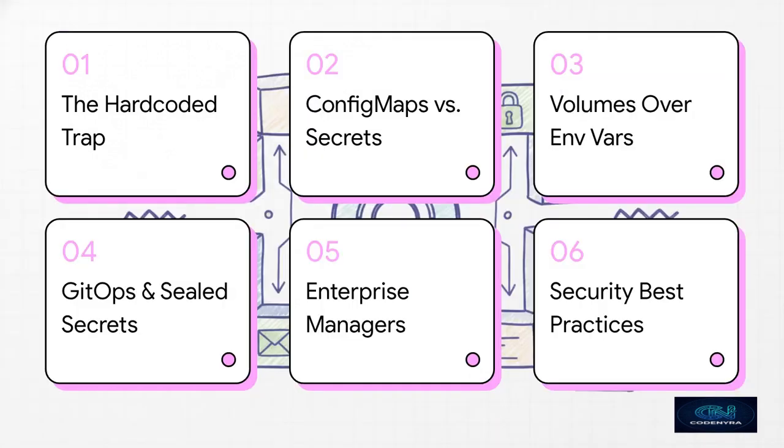Okay, let's dive into this roadmap. We're going to follow a sort of good, better, best maturity model today. We'll cover the hard-coded trap, ConfigMaps versus secrets, why you should use volumes over environment variables, GitOps with sealed secrets, enterprise secret managers, and we'll wrap up with essential security best practices.